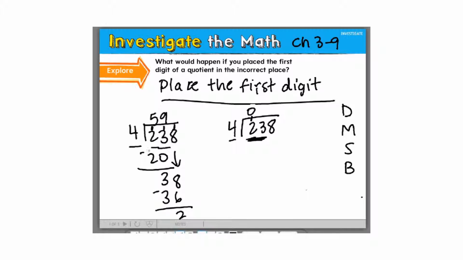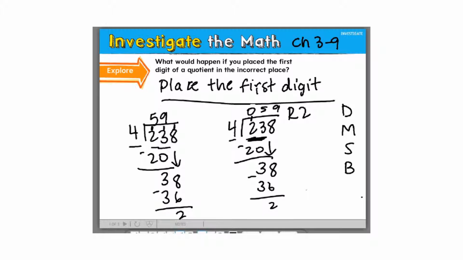So just like we did over here, 4 goes into 23 5 times. 5 times 4 is 20. Bring down the 8. 4 still goes into 38 9 times. And that equals 36 with the remainder of 2. So our answer really didn't change. But what this lesson is reminding you is that you need to make sure that the first digit is placed in the right spot.